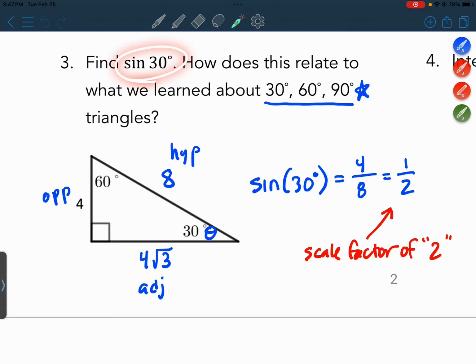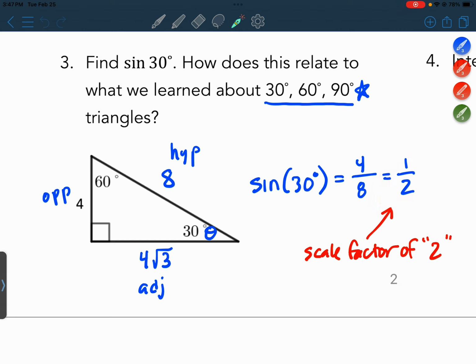Now, because it's mentioning the 30-degree angle, I went ahead and placed the angle symbol at that vertex and then labeled the sides. Opposite is across, adjacent is next to, and then the hypotenuse is the longest side. All right, now our sine ratio, that's opposite to hypotenuse, so 4 to 8, and then we can simplify that to 1/2.